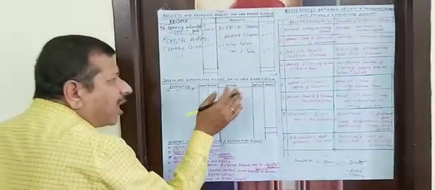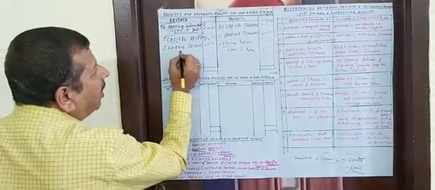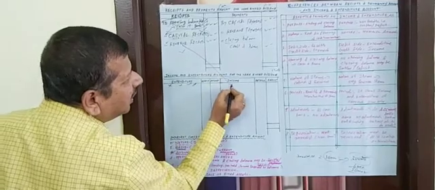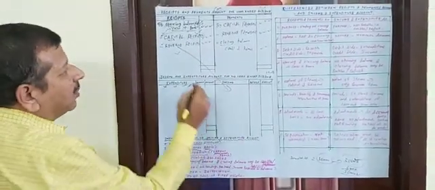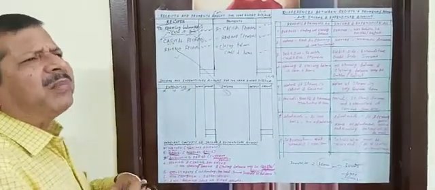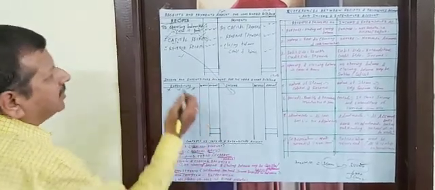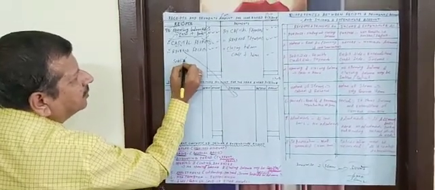Then finally what will come? It means all revenue receipt will be recorded in the income. So revenue receipt, there will be plenty of receipts. I will be telling one example, maybe a subscription.